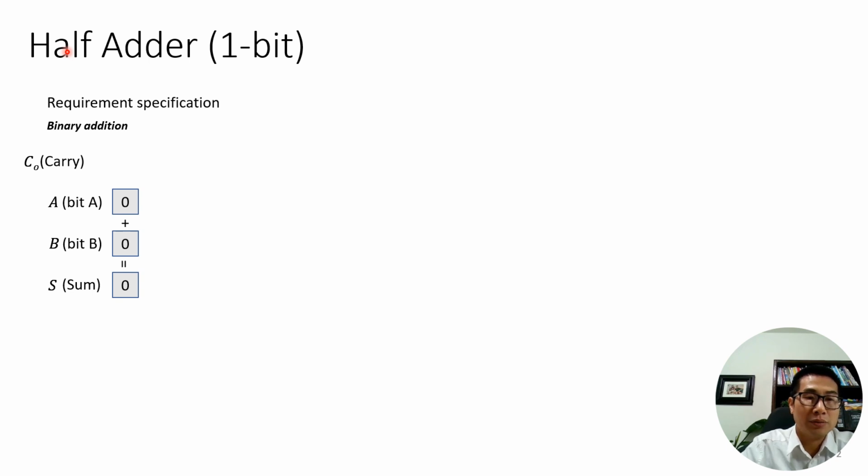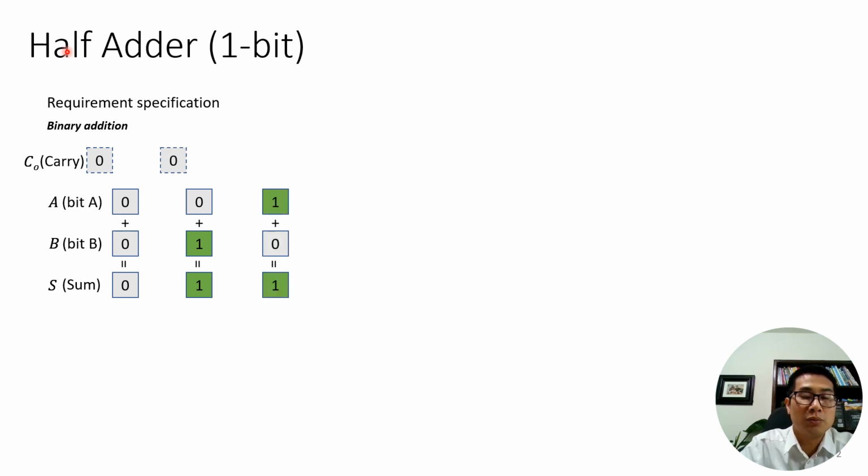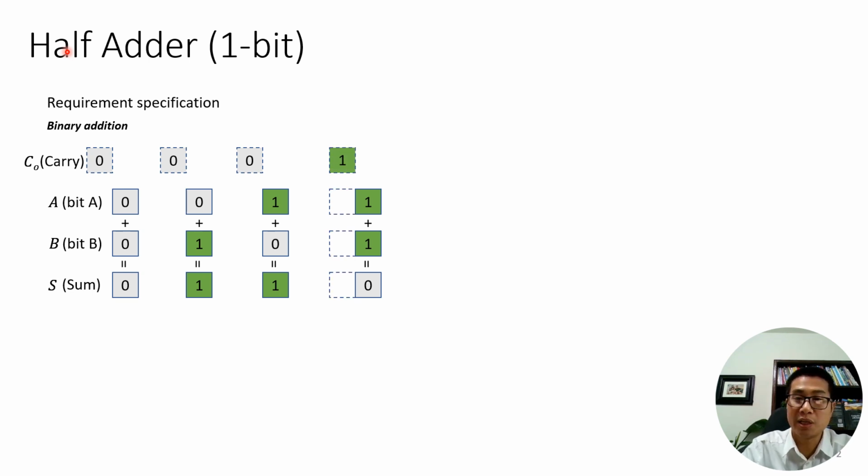Now we have 0 plus 0 is 0, so it's going to bring us 0 and carry 0. And 0 plus 1 equals 1, and it's going to bring a carry of 0. 1 plus 0 is also 1, but no carry. Next one, 1 plus 1 is going to produce 0 with carry 1, okay, for the next position. So we do have the carry out.